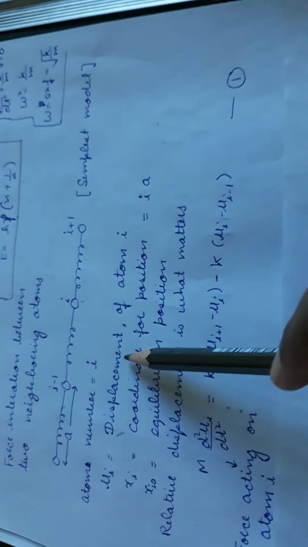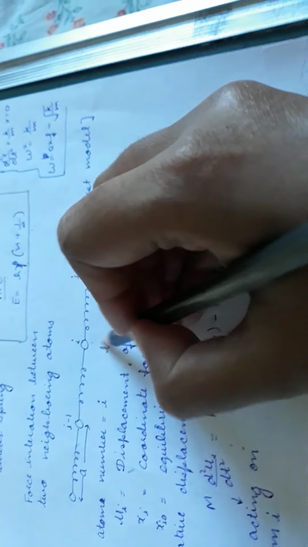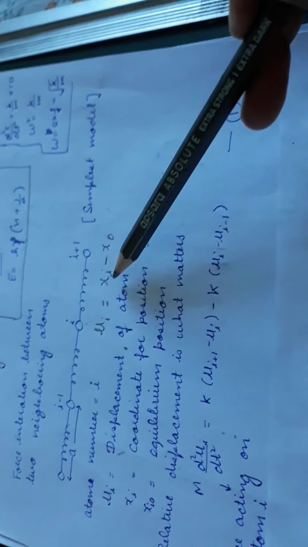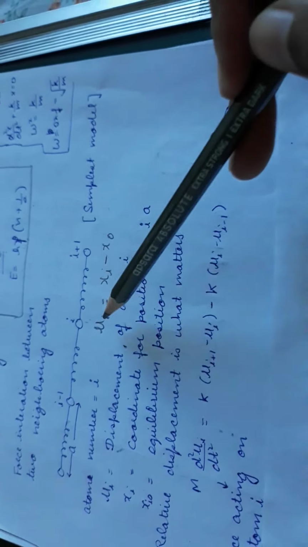So u is the displacement of the atom, and x is the coordinate of the atom. Here I have missed it, but ui will be xi minus x naught: the coordinate for the equilibrium and the coordinate when it is displaced. So the net displacement is given by ui for the ith atom, and xi will be denoted by ia, where a is the interatomic distance and i is the number of the atom we are talking about.